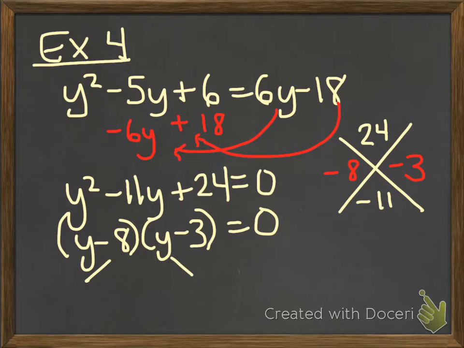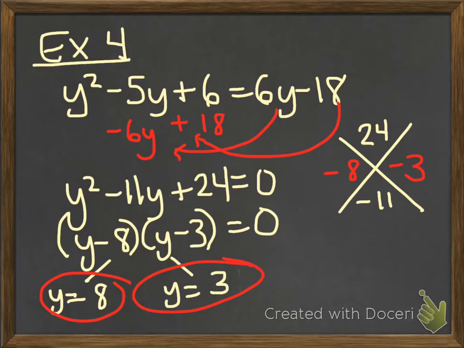The two answers are y equals 8, because 8 minus 8 gives me 0, and y equals positive 3, because 3 minus 3 is also 0. So those are the two solutions, or roots, or x-intercepts. Or y, well, in this case, y-intercepts. Okay, we're done.